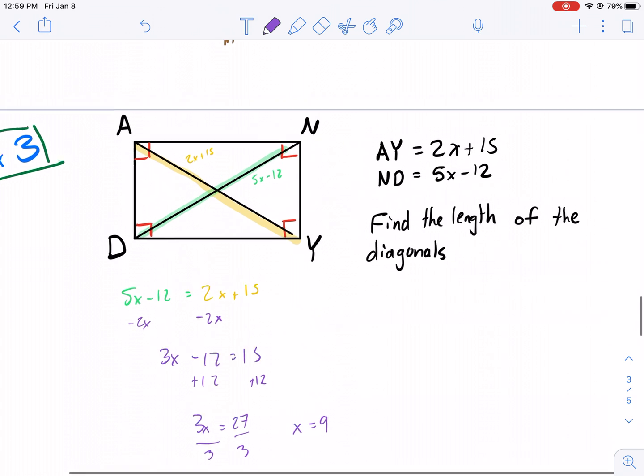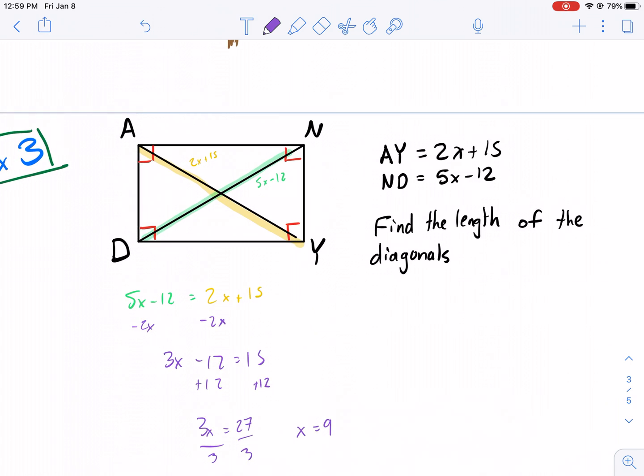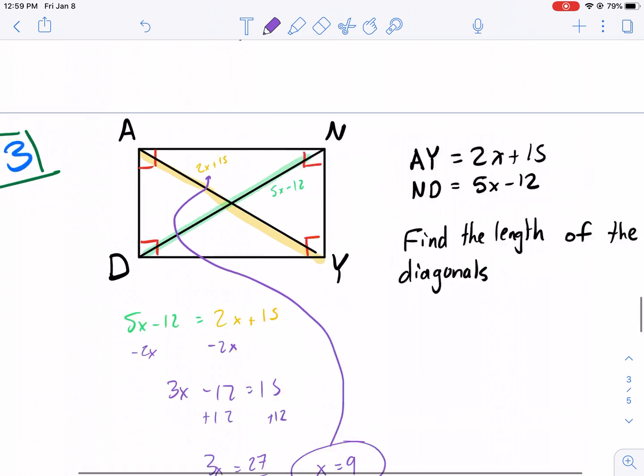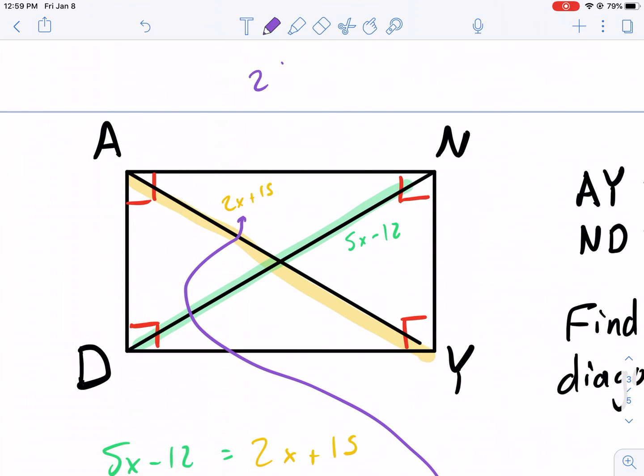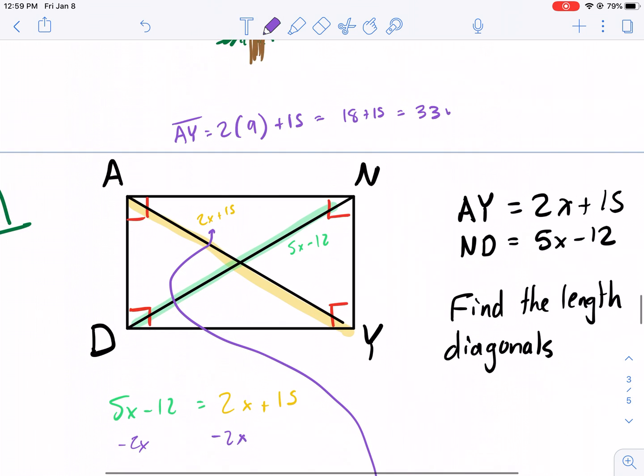Now, find the length of the diagonals. That x is not the length of the diagonals. We still have to plug this into either one. Since they're the same length, it doesn't matter. I'm going to choose 2x plus 15. So I'm going to do 2 times 9 plus 15 to give me the length of AY. And that is equal to 18 plus 15, or 33. So our length is 33 units for our diagonal.